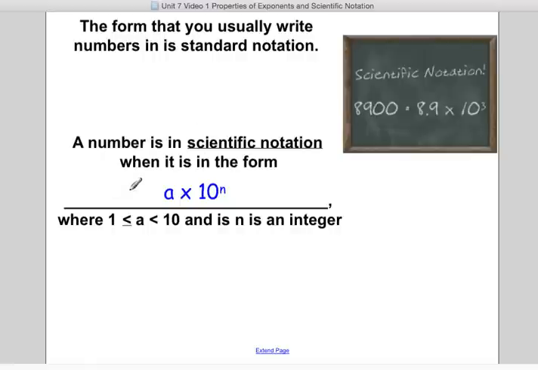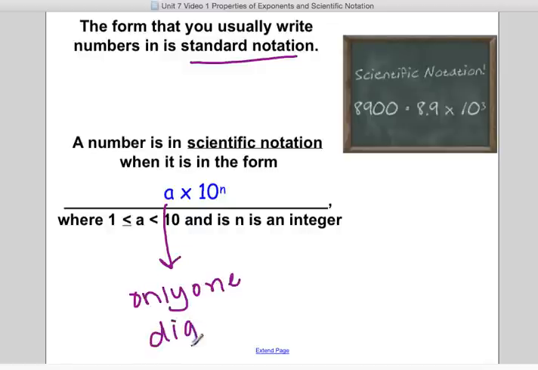The form that we usually write numbers in is called standard notation. A number in scientific form is in the form a times 10 to the nth, where a is between 1 and 10. Really, it just means that a is only one digit.